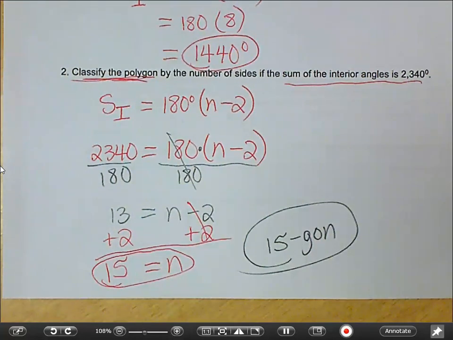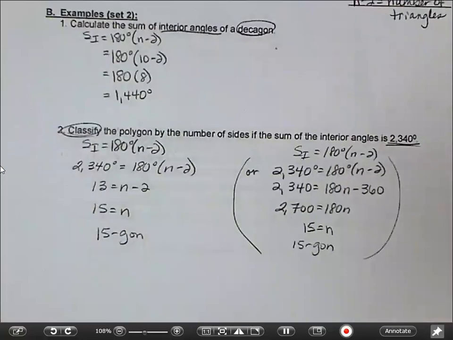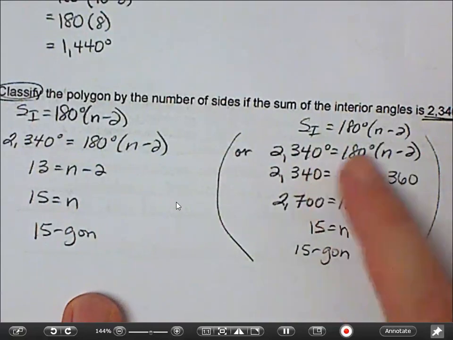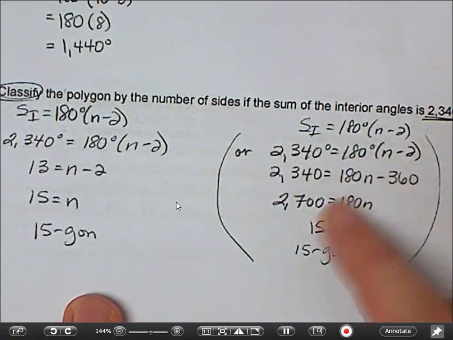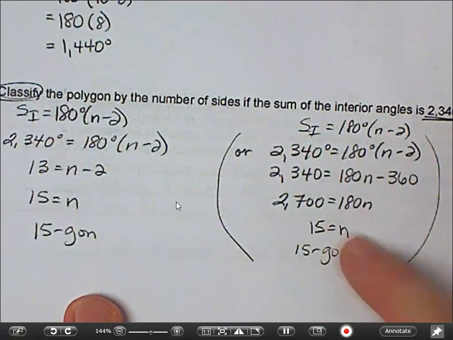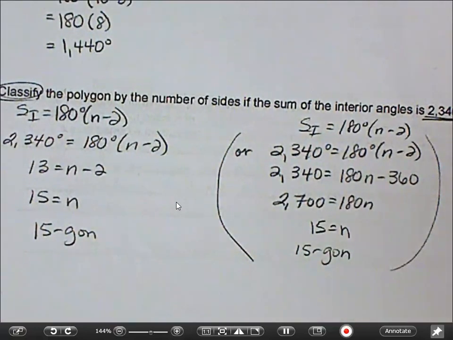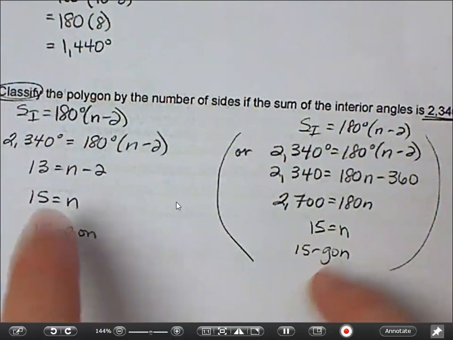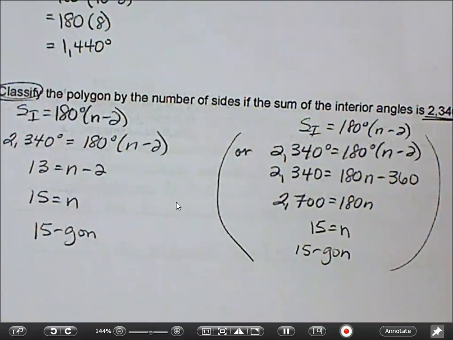Awesome. Like we said, that's just one way of doing it. Here's just the alternate way. I might not keep it up there very long, but certainly check it if you did it this way. This is how it would come about if you chose to distribute the 180 degrees. You get those pieces, you would add 360 to both sides. Here you would divide by 180, and notice you still get that n equals 15. So just make sure, whichever way you do it, hopefully you're getting 15 for that one, and make sure you label it as a 15-gon. That classification is very important, and we want to practice using the terms. Okay, let's see what else is brewing.